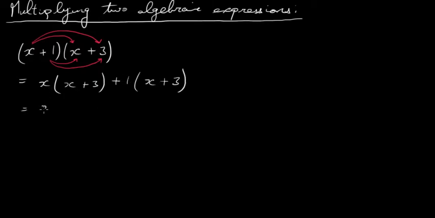x times x is x squared. x times plus 3 is plus 3x. This plus 1 times x is plus 1x, or just plus x. Plus 1 times plus 3 is plus 3.